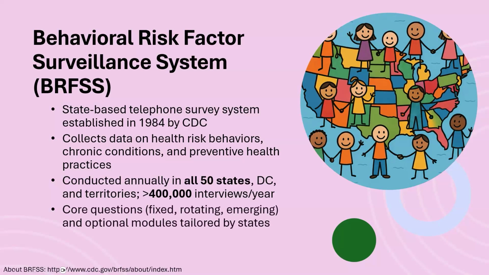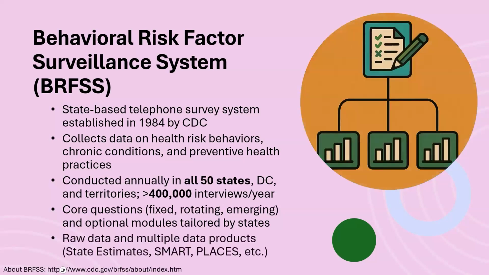So each year, the CDC analyzes the BRFSS survey results to produce multiple data products, including the chronic disease indicators data set. So this is a data set that they release annually with state level estimates of the prevalence of different diseases by state and demographic groups. They also produce the SMART estimates, which stands for something around metropolitan area estimates. And the CDC also makes available their raw survey data for download, which can be used by analysts to create their own custom data sets.